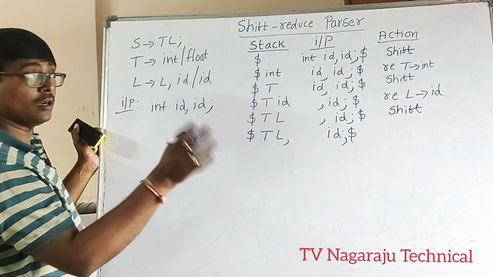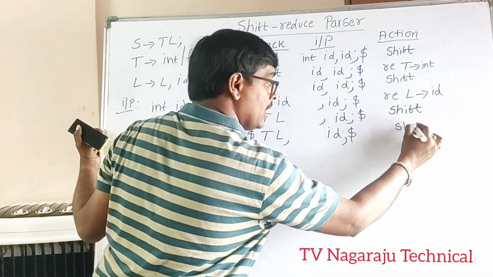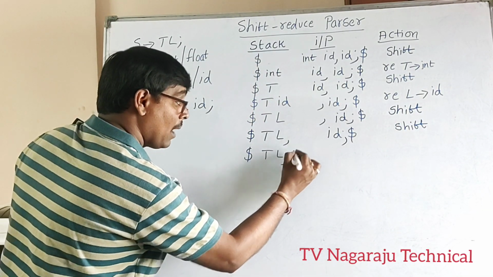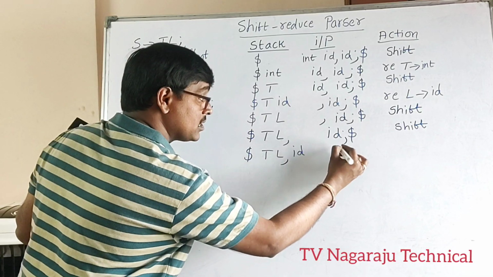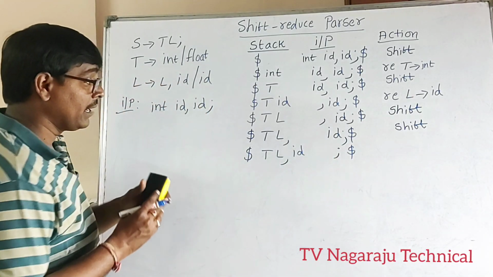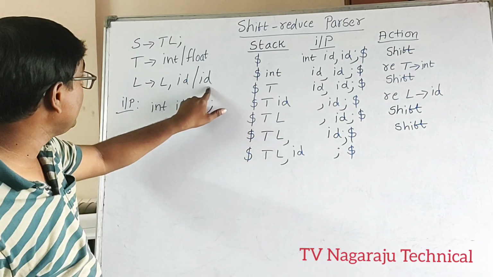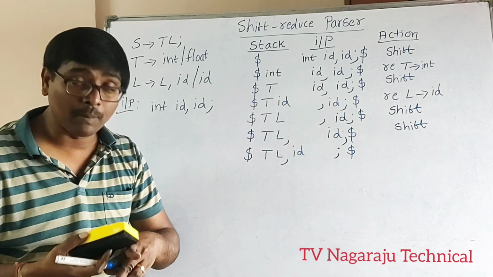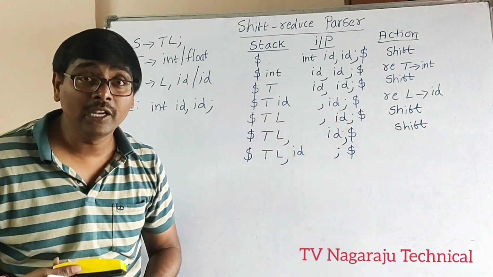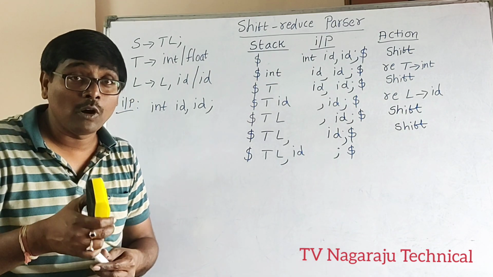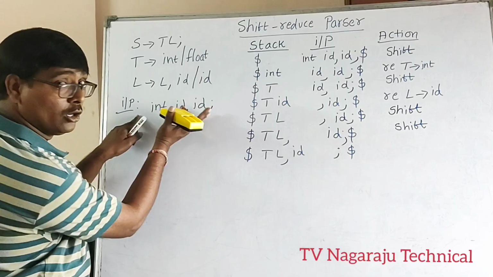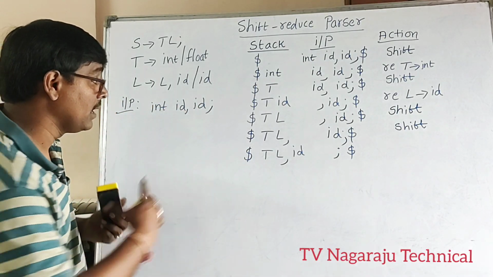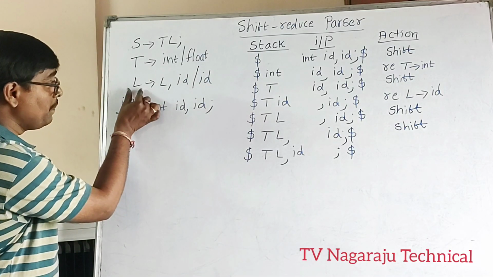TL comma, is there a match? No. Again we do the shift operation: dollar TL comma id, input semicolon dollar. Now again id is there. Can id be replaced? Yes, it is possible. But remember, instead of blindly reducing, our aim is to parse the string and at the same time reach the starting symbol. Anyway, this id is replaced with L.